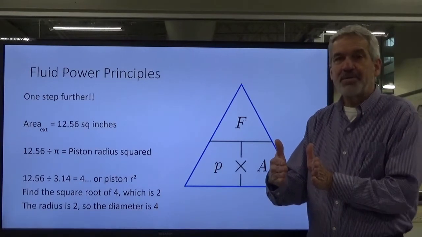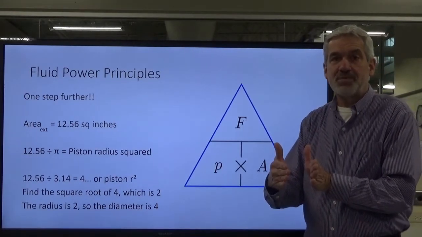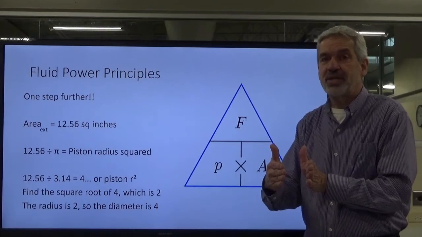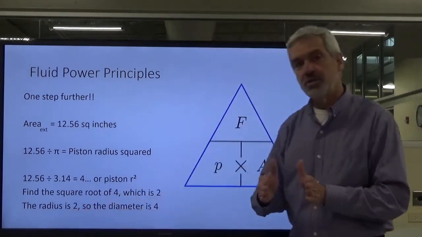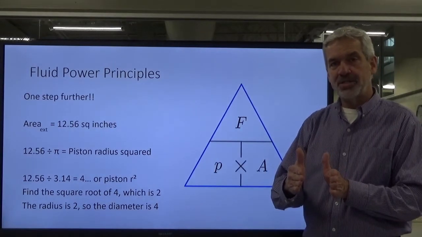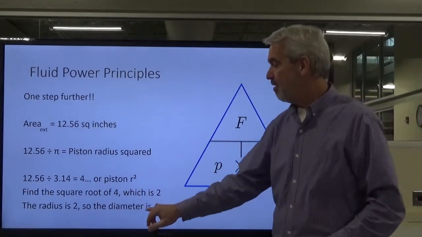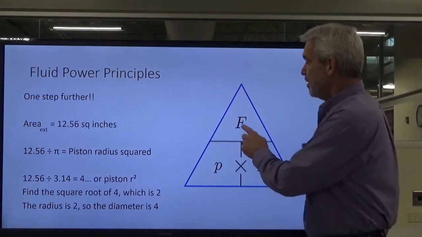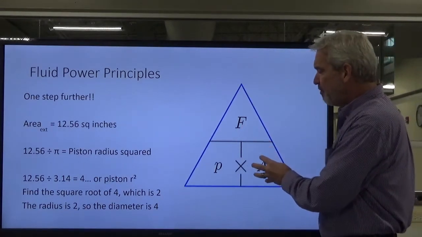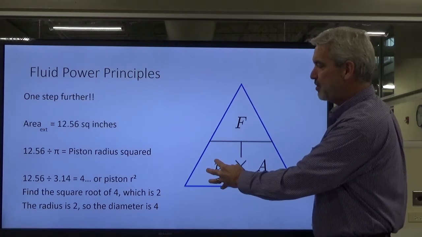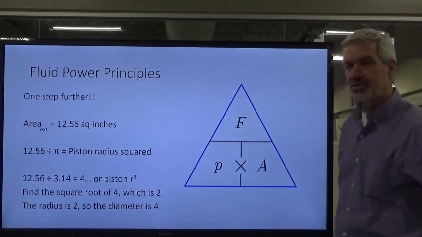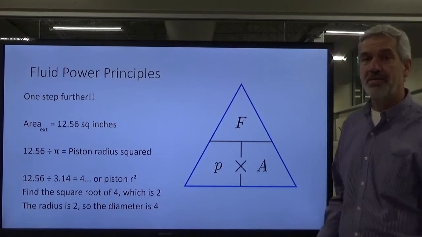Now, what did we say the diameter was? The radius times 2. Not radius squared, but radius times 2 is our diameter. So we have a radius of 2. We multiply that by 2, and we wind up with a diameter of 4. So, we have a 4-inch piston, and we put 250 pounds of pressure on it. We should be able to move our force of 3,140 pounds.